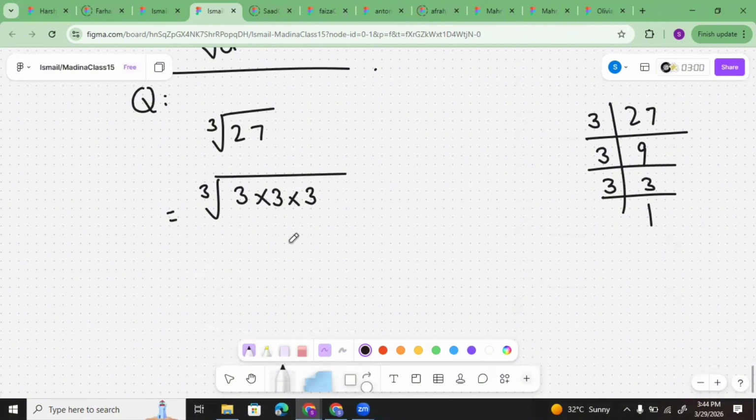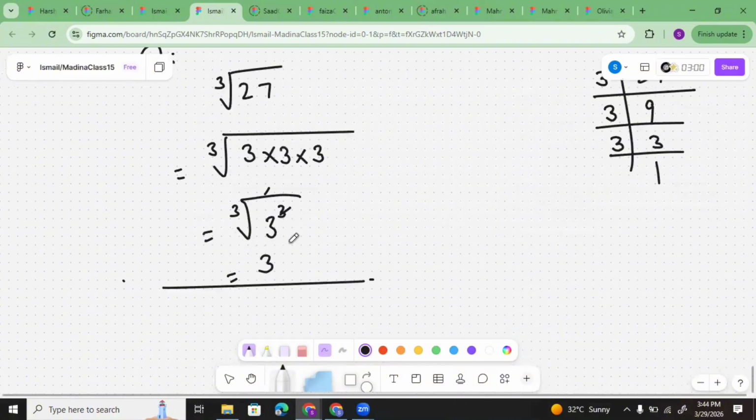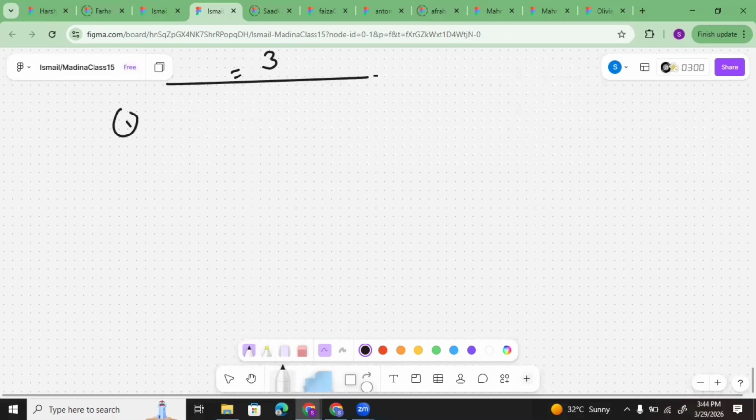Then you know that if a number is repeated 3 times, it means it has a power of 3, which we already saw at the start. So this 3 will cancel with the cube root, and you will get the answer 3. I hope you understand. Let's do another example.